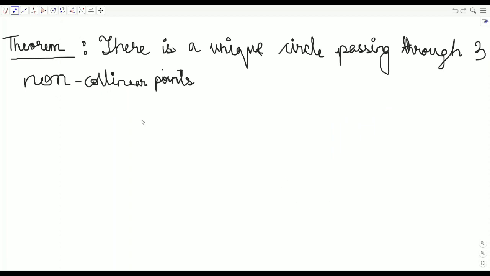Last theorem right here. The theorem is a bit interesting, and the illustration will be given. Actually this would include a proof, but the proof is a bit informal, but you can consider it as a proof. So the theorem is that there is a unique circle passing through 3 non-collinear points.